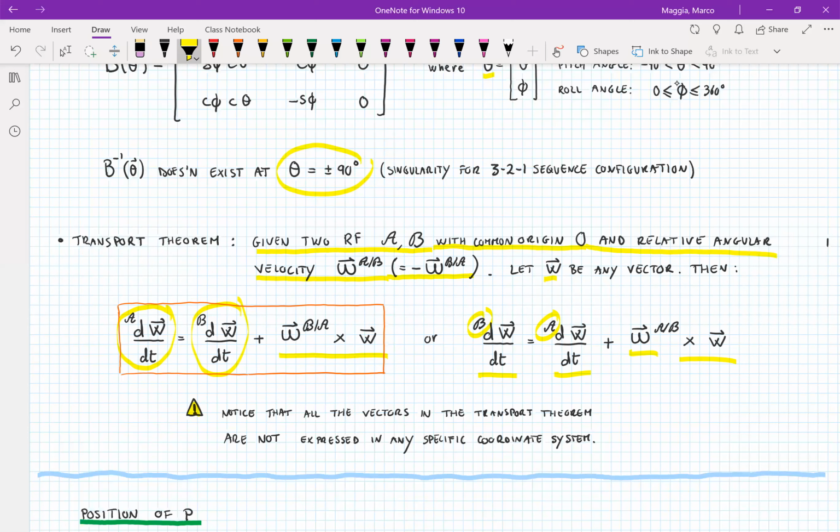One thing to notice here is that I haven't expressed any of these vectors in any coordinates. So this is a general rule. The only reference to the coordinates that appears is at the superscript. So it really depends on the velocity with respect to a certain frame of reference, but that doesn't mean that the vectors are expressed in the coordinates of either of the two reference frames. The vectors can be expressed in the coordinates of a third reference frame. Okay, so this is a general statement.